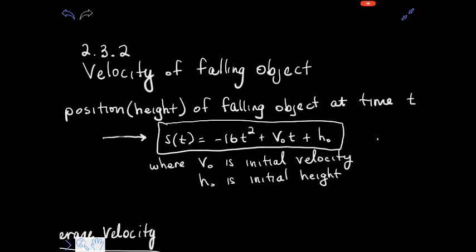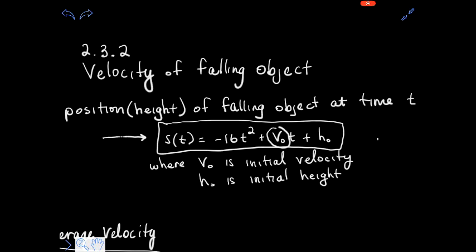So it's important to note what these variables mean. This first part, the quadratic part, 16t squared, that's always negative 16t squared if we're dealing with feet and seconds. This is the effect of gravity in terms of feet per second. That's the acceleration of gravity.